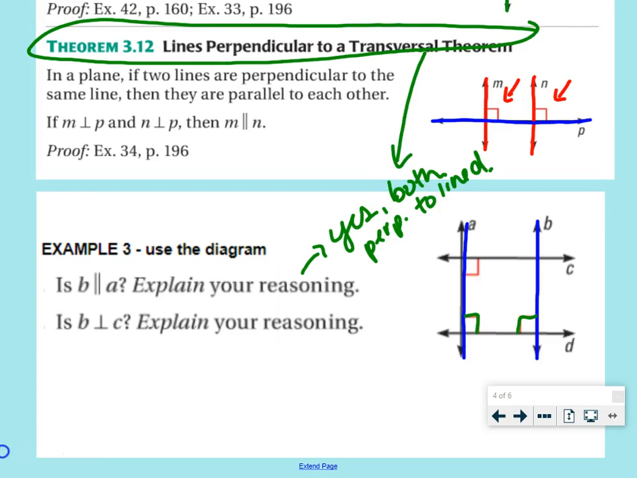Is B perpendicular to C? Explain your reasoning. I would like you to try to answer that one on your own, and we will talk about that in class on Tuesday.